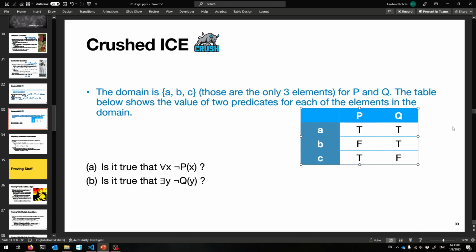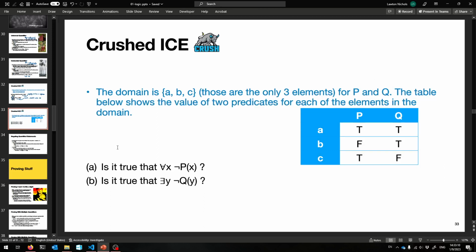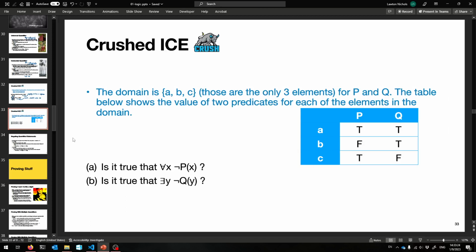You can just write it in a table like a truth table. So this is the table showing the value of the predicates for each of the elements in the domain. So you can just look at all of them and determine these. Is it true that for all X, not P of X is true? And is it true that there exists a Y such that not Q of Y is true? Okay, so think about what that means, and then I'll come back and do them both for you.